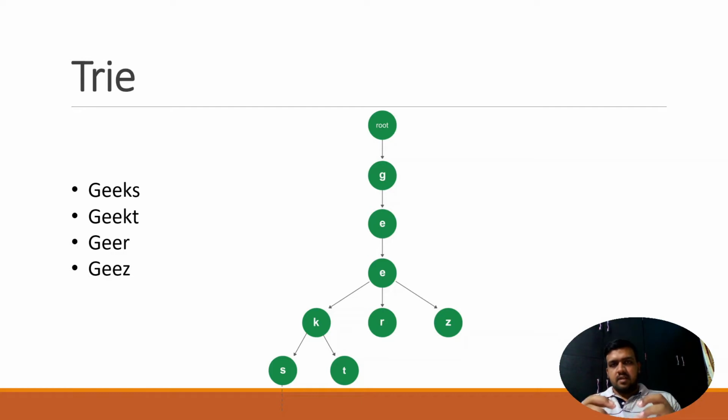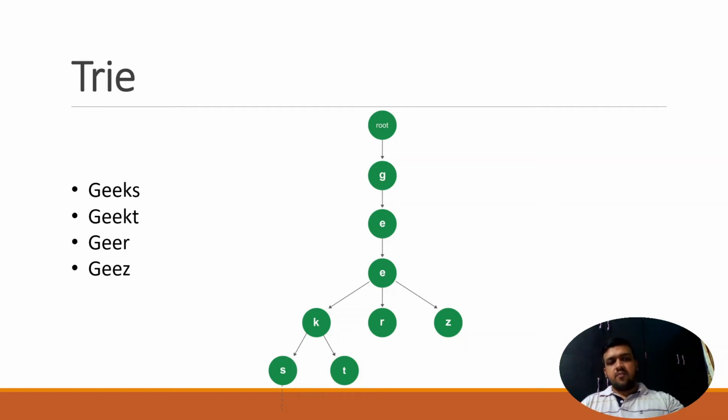And whenever there are different characters possible at the same position of the words, those will be taken as different child nodes of the parent, like the last character. So here we have G and double E as three common nodes, and then for K, R, and Z we'll have three child nodes of the second E, and then for Geeks T and Geeks we have another two child nodes of K, which are S and T. So that's how this whole tree structure is made.